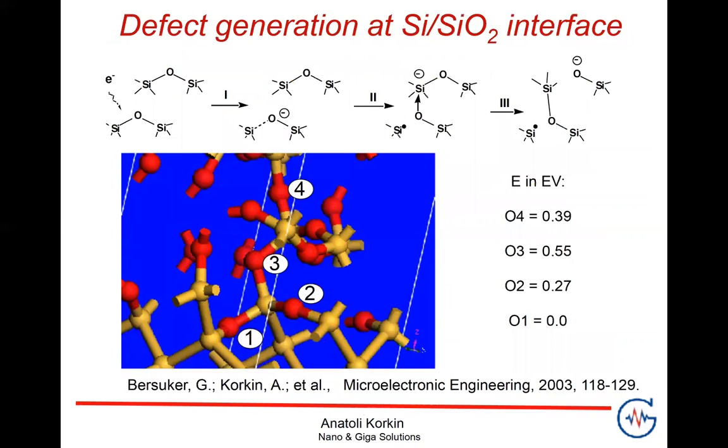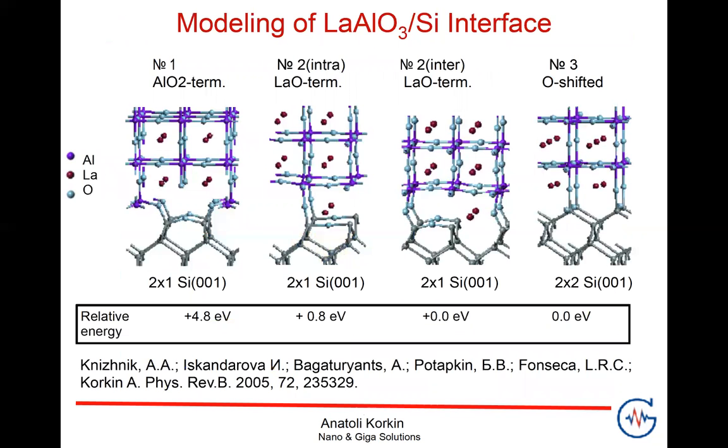So just a few examples from my own research. This picture shows our study of defect generation at the silicon oxide interface. We were trying to figure out which type of defect has high or correspondingly low energy. We were also doing modeling of the lanthanum aluminum oxide interface on silicon, in order to assist with deposition technique design, to see which type of interface has a lower energy.